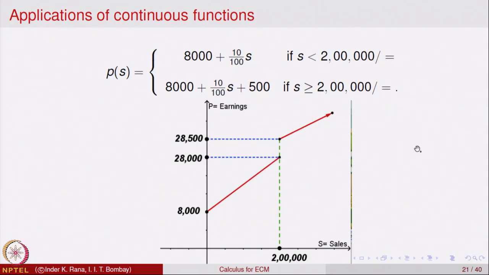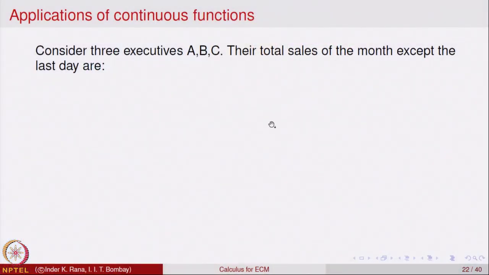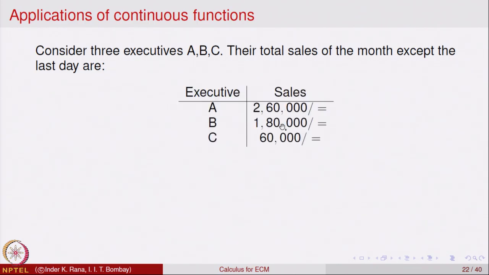Okay. So, that is as much as mathematics. What is the interpretation of this from the economics point of view? Let us take the example, there are 3 employees in the company, A, B and C, and this is the total sales of the month, one day before the end of the month. So, one day before the end of the month, this is the data of the sales that they have done.